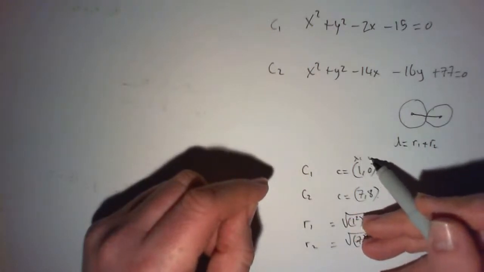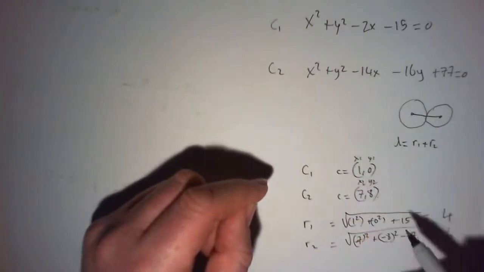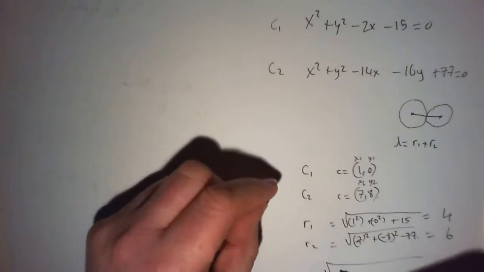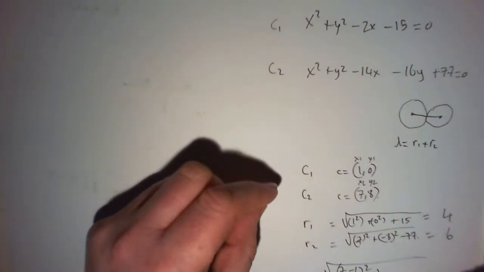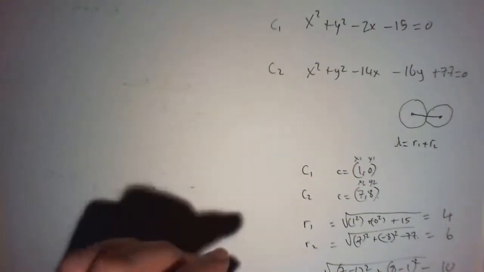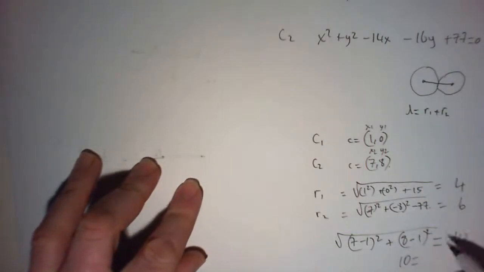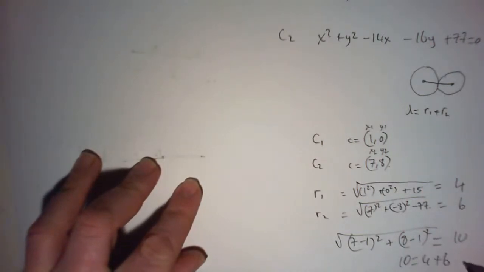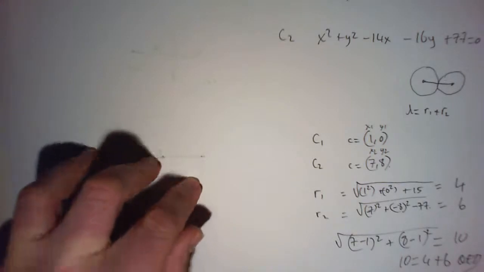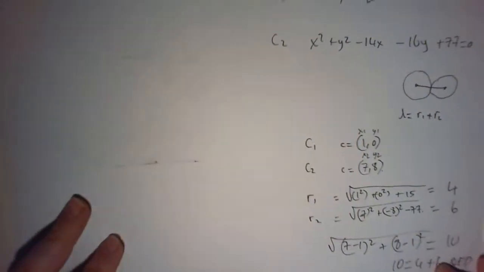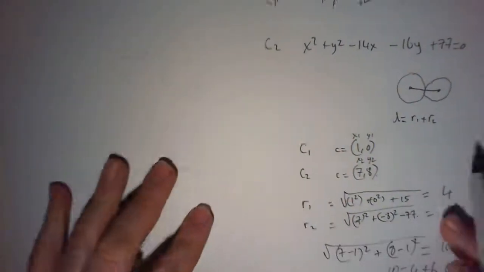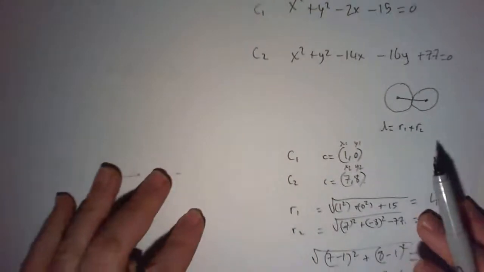Distance, x1, y1, x2, y2: square root of (x2 minus x1) squared plus (y2 minus y1) squared. That's 10. So it's 10. My rule is the distance, 10, should be equal to 4 plus 6, QED. It is. Okay, and you're done. So there's a nice little starter one just to get you going.